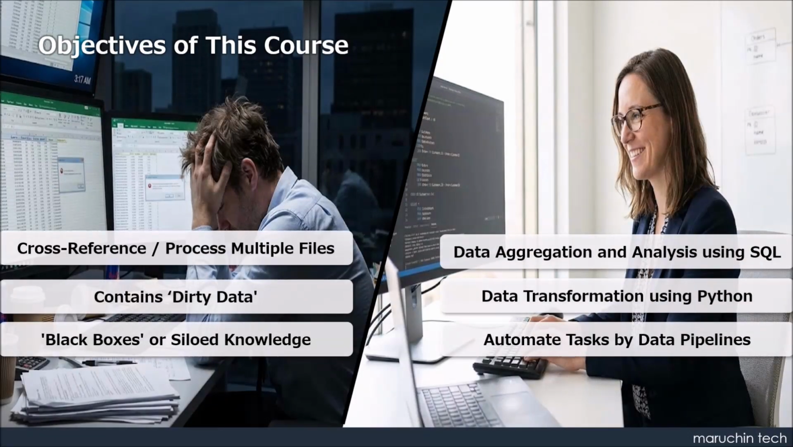Next, let's look at the objectives of this course. In many business settings, it is common to manually cross-reference and process multiple Excel files. Since Excel data is often entered manually by humans, it frequently contains dirty data, such as inconsistent naming conventions, typos, or missing values. Furthermore, complex formulas and macros often become black boxes or siloed knowledge, meaning if the person in charge leaves, the entire workflow stops because no one else understands how it works.